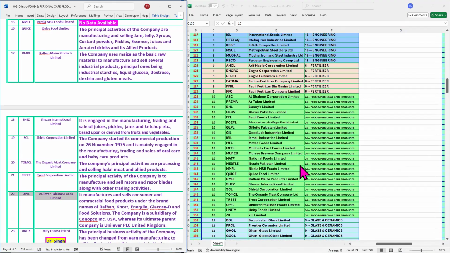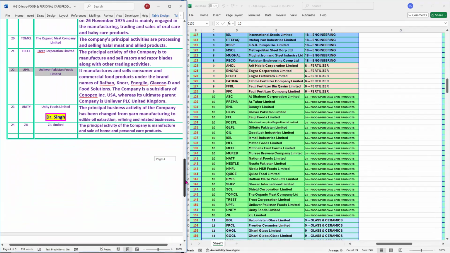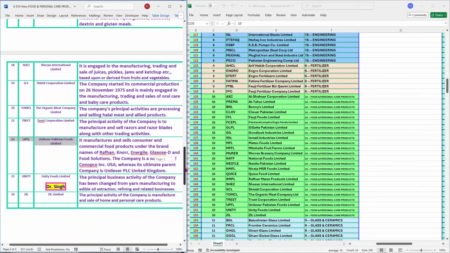Okay, we move to the next page down below. So 20, there we go. These are the 24. So here we go. These are the last two companies over here. Read and relax. And you don't have to know what is Rafan or Energile or Glaxo-D, whatever it is, fine with me, right? That's how it goes.